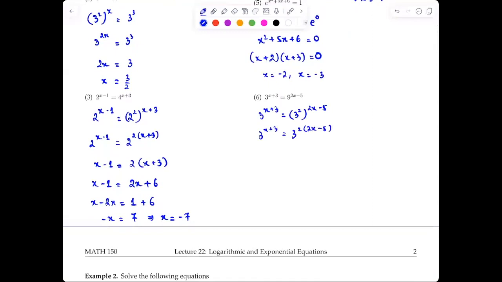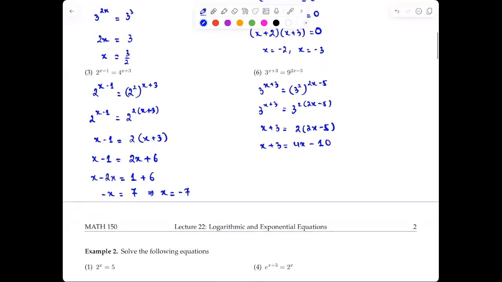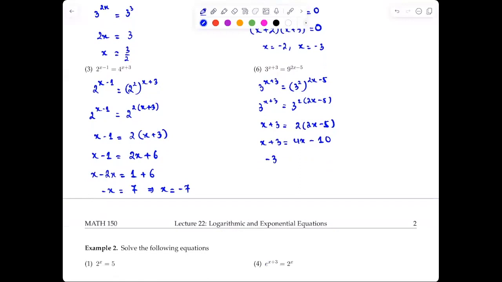You have the same base. You match the exponents together. x plus 3 equal to 2 times 2x minus 5, or x plus 3 equal to 4x minus 10. Now you solve for x, right? So you have negative 3x equal to negative 13, or x is equal to 13 over 3.